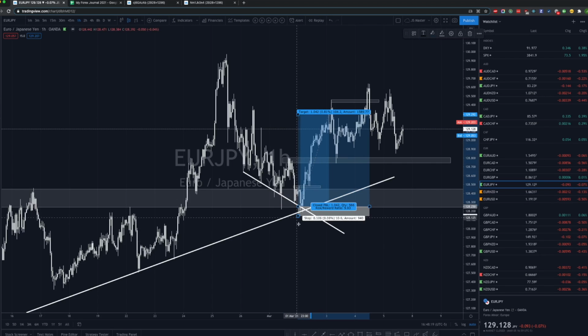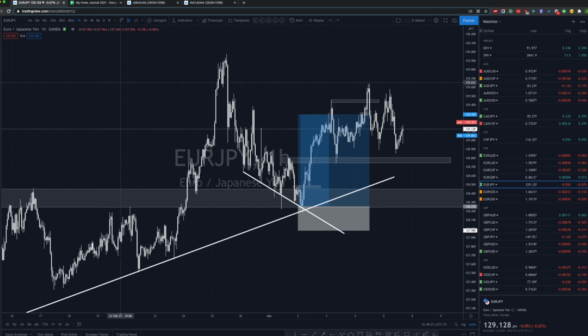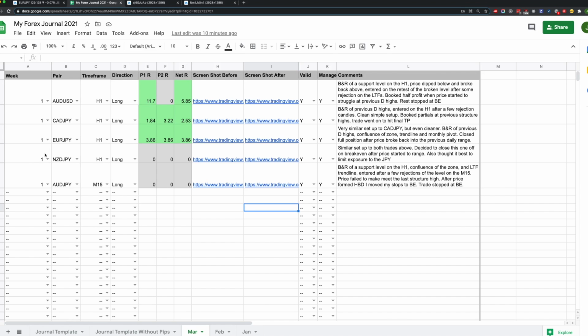But unfortunately, I did not. I wasn't awake to take the trade. As I said, I set a limit. So anyway, moving on. The next trade for the week was NZDJPY, right?